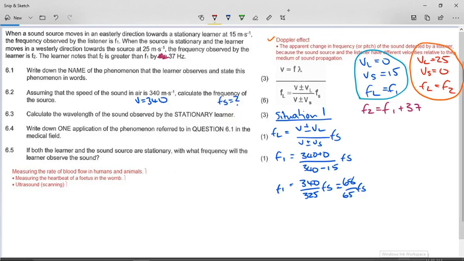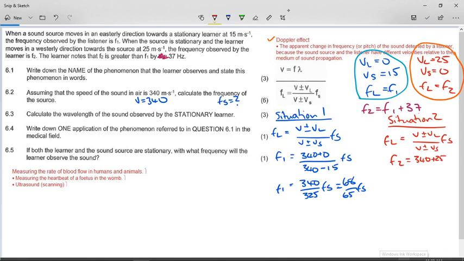Okay, if we go back to the second scenario, we're going to do the same thing again in situation 2. The frequency heard by the listener is equal to the velocity plus or minus the velocity of the listener, over the velocity plus or minus the velocity of the source, times the frequency of the source. Except this time the listener's frequency is F2. The speed of sound in air is the same, 340. What is the velocity of the listener? It is 25. Now they are moving towards each other.